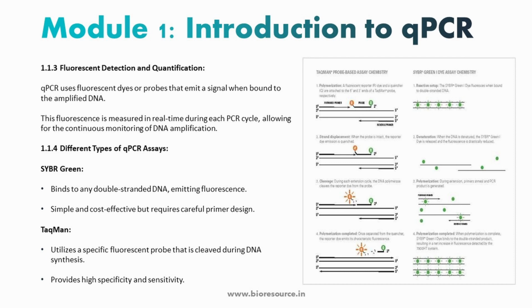Whereas the Taqman based probe utilizes a specific fluorescent probe that is cleaved during the DNA synthesis or the amplification phase. This is very specific and provides a very sensitive detection strategy for this qPCR. The advantage of Taqman probe is that it can be used to detect multiple pathogens in a single tube, so multiplexing is possible, whereas with SYBR green, there is a limitation of using it for detecting multiple targets in a single reaction. There are ways to do that by using a melt curve based analysis, but Taqman probe based chemistry is more popular and advantageous in case of doing a multiplex PCR.